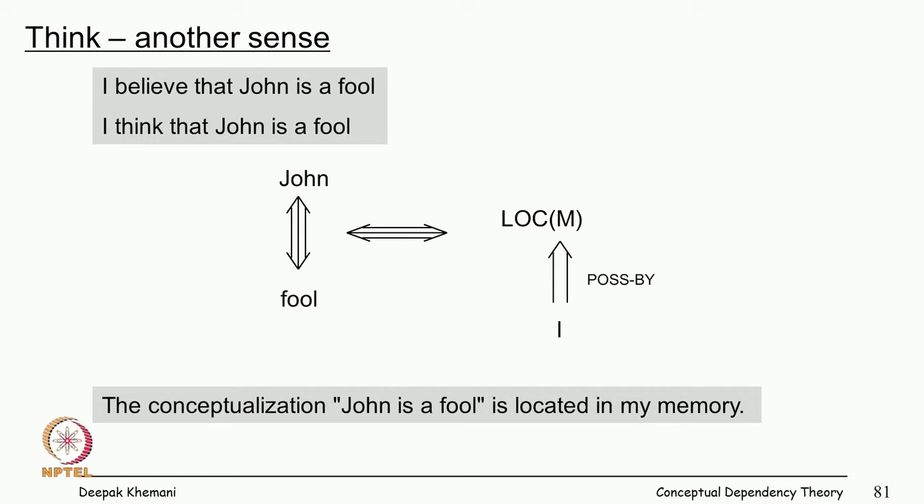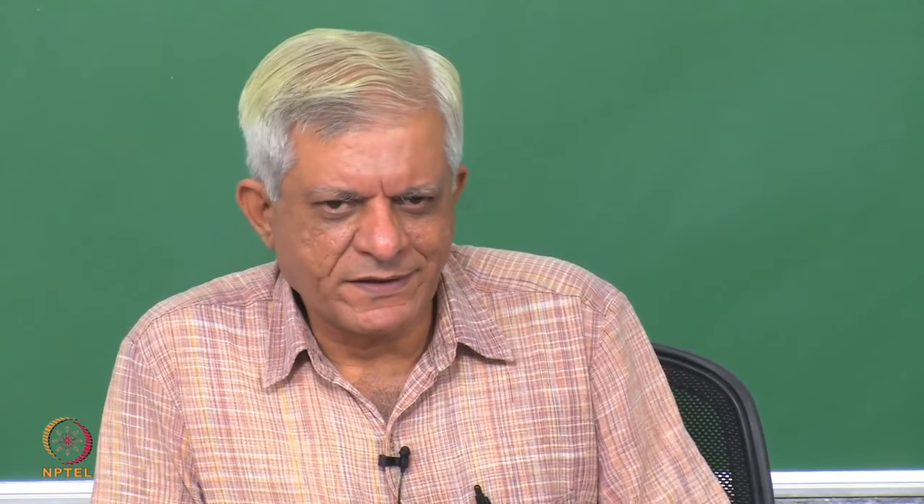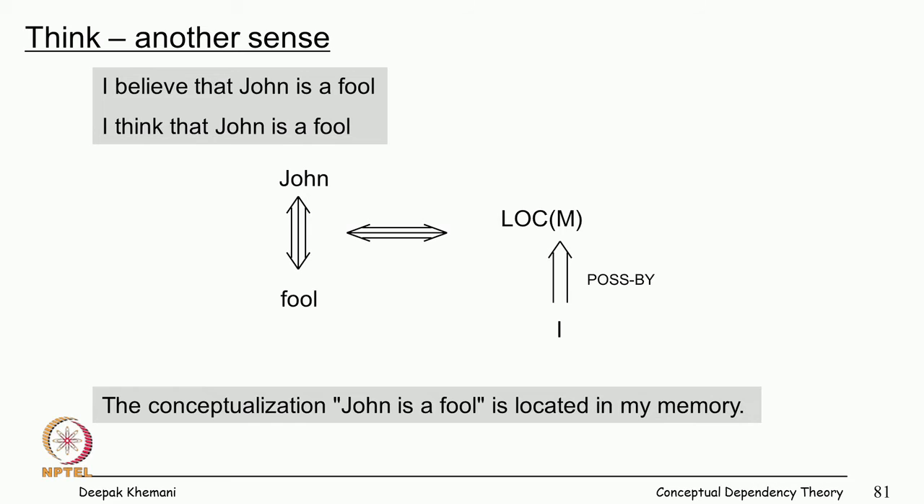So, thinking has of course different senses. One way of thinking is that when I say that I think that John is a fool, then essentially I am saying that the conceptualization that John is a fool, which is represented by this vertical set of arrows between John and fool, this conceptualization is lying in my memory. So, the location is M, which is possessed by me. So, it is a memory possessed by me. So, that thing is stored in my memory essentially. So, when I say I believe that John is a fool or I think John is a fool, it is like saying that in my head that formula exists essentially.